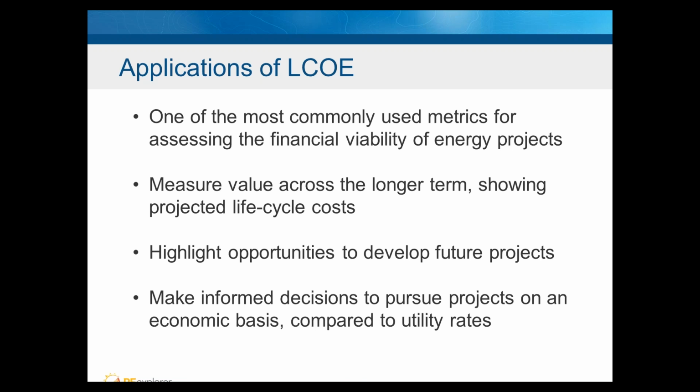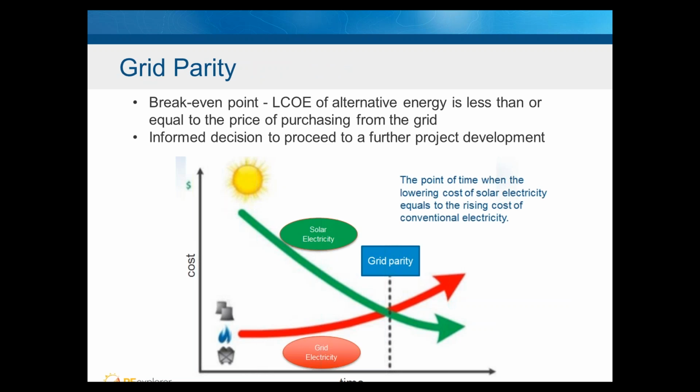There's a term called grid parity. Grid parity is the break-even point when the LCOE of the alternative energy is less than or equal to the price of purchasing electricity from the grid. It will help inform a decision to proceed to future project development.